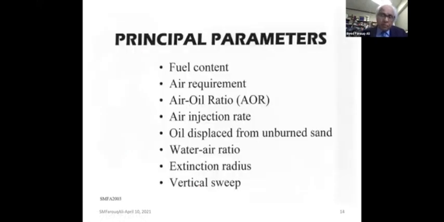Now, combustion has many parameters: fuel content, air requirement, air-oil ratio, air injection rate, how much oil you're displacing from the unburned sand by indirect heating, water-air ratio, extinction radius, how far the combustion will go before it becomes extinct, goes out, vertical sweep, and areal sweep. We'll talk about only a couple of these.